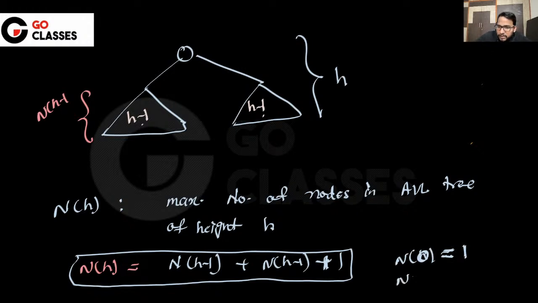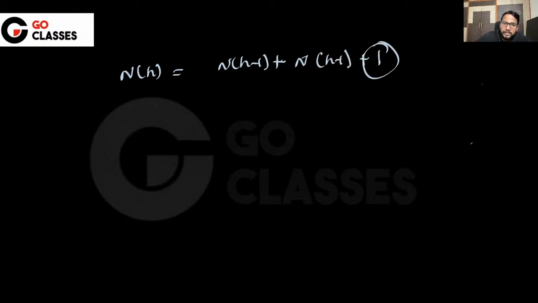If height is 1, then the maximum number of nodes you can calculate using this also. The maximum number of nodes will be 3 if height is 1. I hope that is fine to everyone. So finally we come up with nh, where nh is the maximum number of nodes of height h: nh minus 1 plus nh minus 1 plus 1. The 1 is because of the root, this nh minus 1 is because of the left subtree, and this nh minus 1 is because of the right subtree.